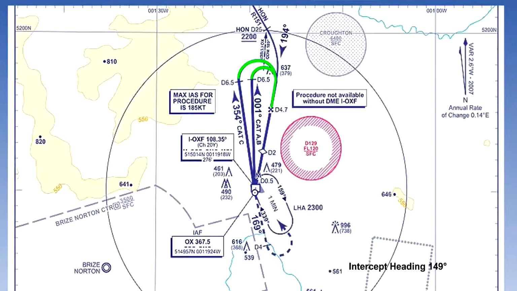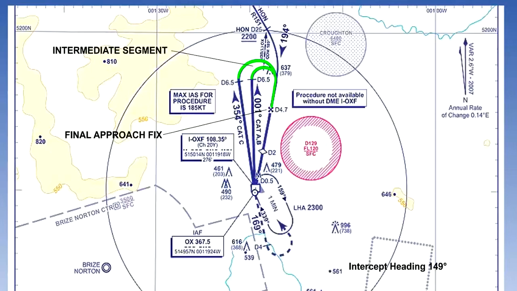The intercept should normally be at 45 degrees, which means that the aircraft will be on a track of 149 degrees, 194 degrees minus 45 degrees. The aircraft must be established before it starts the glide slope descent at the final approach fix, or FAF, denoted by a Maltese cross at 4.7 miles from the threshold. Up to the FAF is called the intermediate segment.